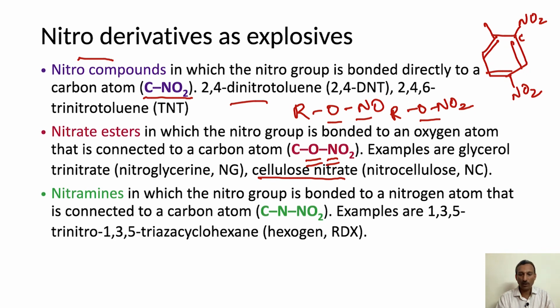In this case, we have a nitrogen-nitrogen bond formed. So NO2 and N are bonded together. For example, RDX is one of the very powerful explosives which has a nitrogen-nitrogen bond. That means it is an example of a nitramine derivative. So these are the various examples of nitro compounds as explosives. With that we conclude this particular session.